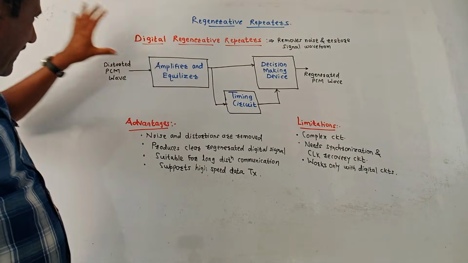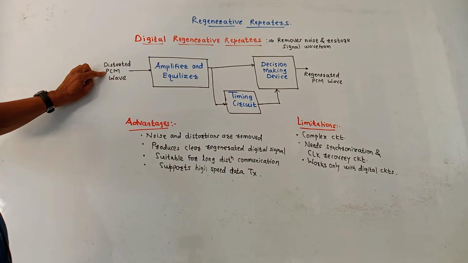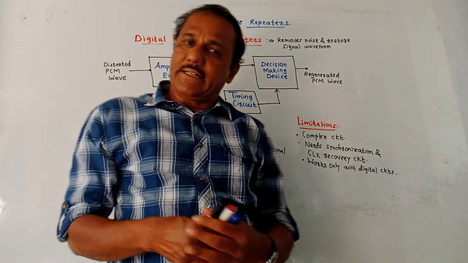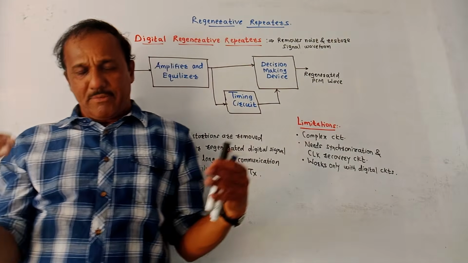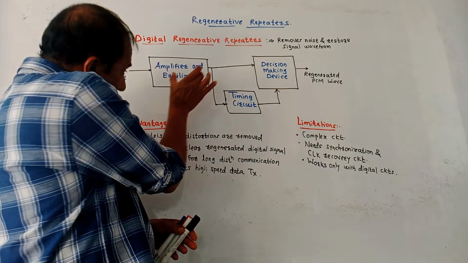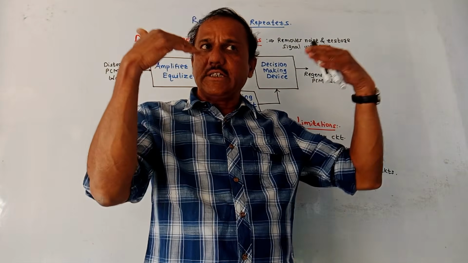Now this is the block diagram. At the input side, it is distorted PCM, pulse code modulated wave. First block is amplifier and equalizer. As the name indicates, the function of the amplifier is to boost the signal level. Equalizer is an important block which is required to avoid the frequency distortions.